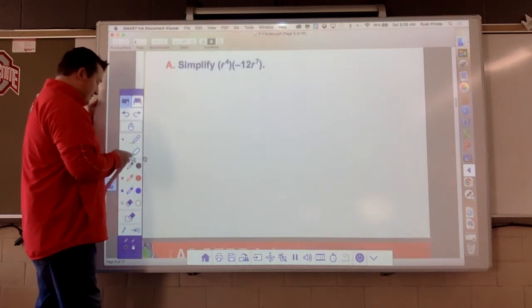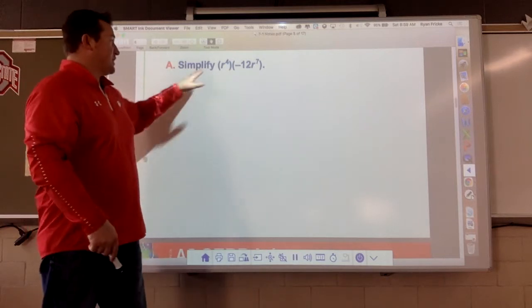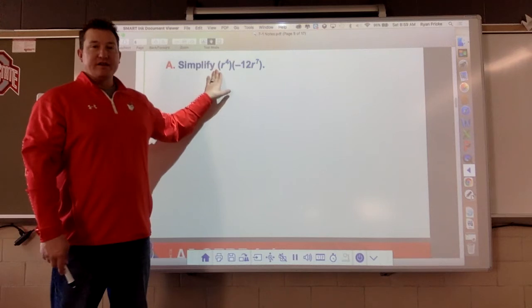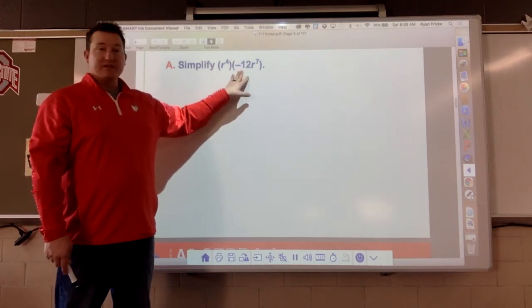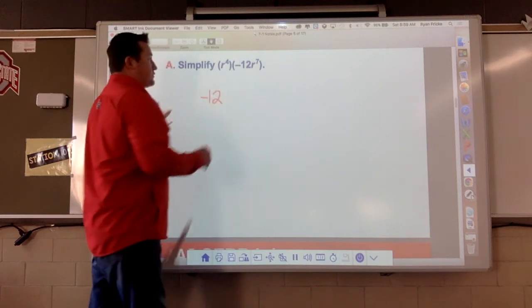Let's see it in action, because that's always probably what makes most sense to all of us. If we have numbers here, I want you to multiply them. Coefficients. Do I have a coefficient here? It's an invisible 1. We're going to multiply that invisible 1 with negative 12, and that's what my coefficient is going to be, negative 12.